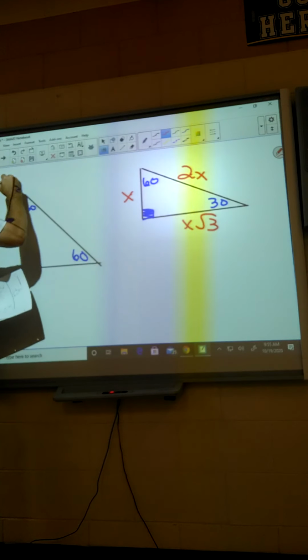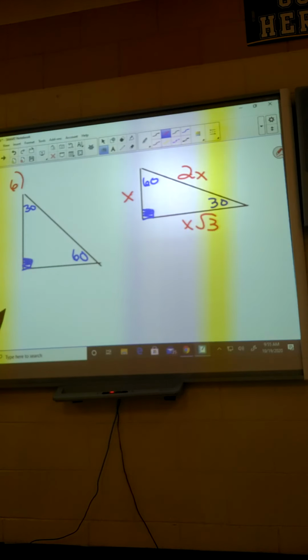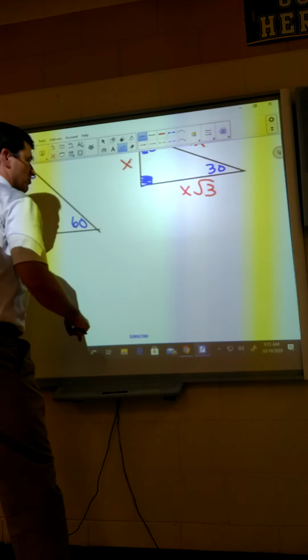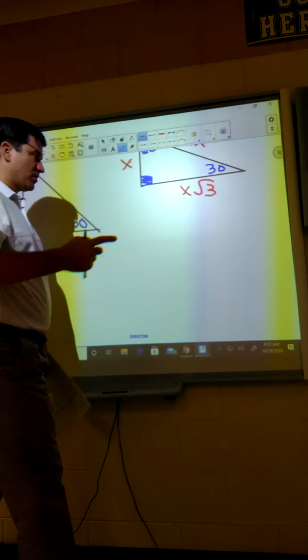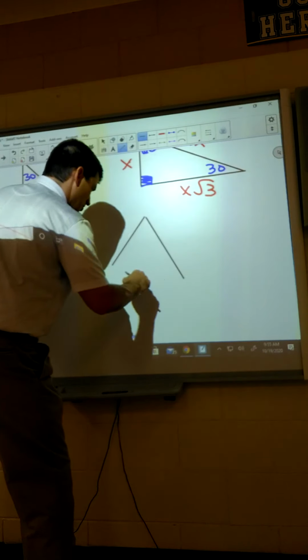All right, let's just read it and try it. Number 6 says, one side of an equilateral triangle. All right. What does an equilateral triangle look like, guys? All the same. All the sides are equal. That's why it's called equilateral.